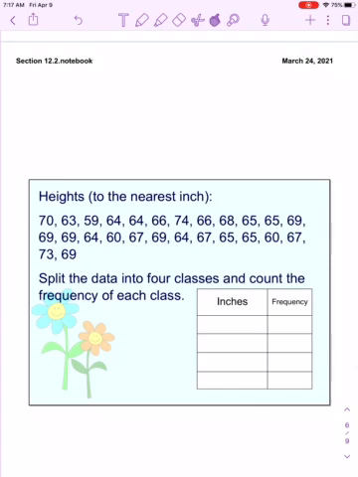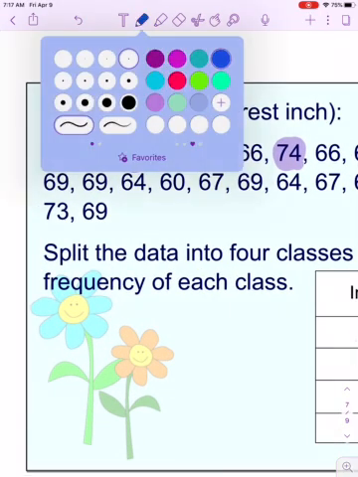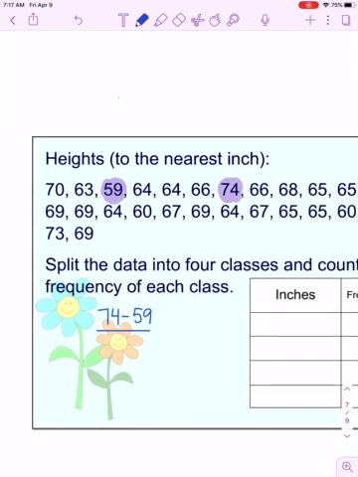So we have our numbers, but we do not have our classes. If you notice here, this is empty, so we have to fill that in with our ranges of our data. So we have to find the maximum and the minimum. And the maximum is 74, and the minimum is 59. So I'm going to subtract those two. So I do 74 minus 59, and then I have to divide it by the number of classes. And it says right here to split the data into 4 classes. So I'm going to divide by 4.